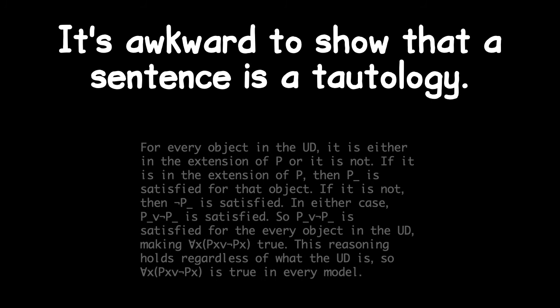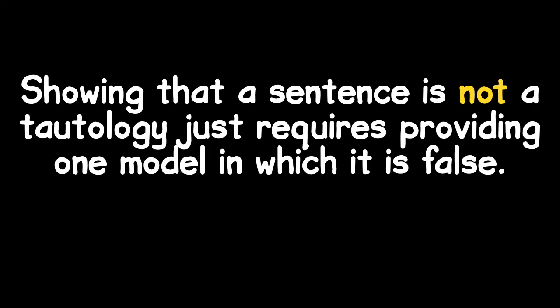That paragraph does show that the sentence is a tautology, but it's awkward. And in general, it's awkward to try and show that a sentence is a tautology. If we have to construct paragraph length arguments, it really undercuts the whole motivation for why we started formalizing in the first place. On the other hand, showing that a sentence is not a tautology just requires providing one model in which it's false. We already know how to do that. That's what we were doing back at the beginning of this video.